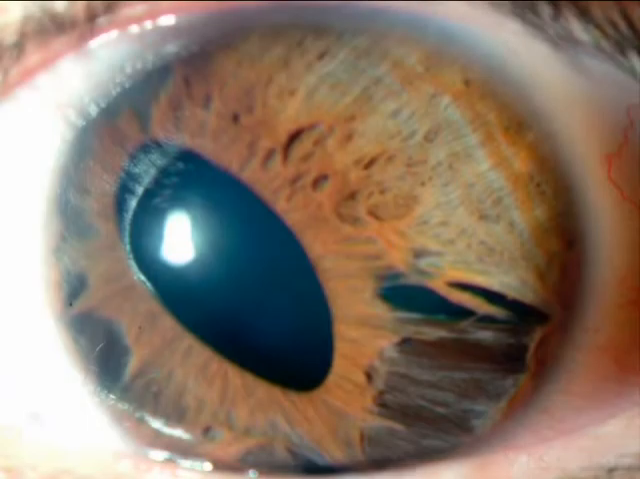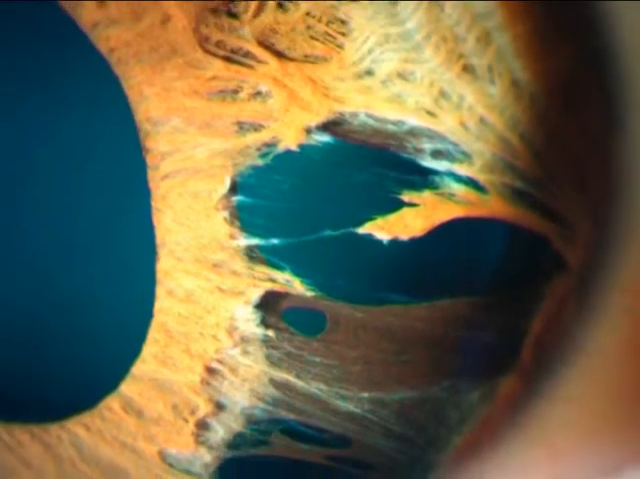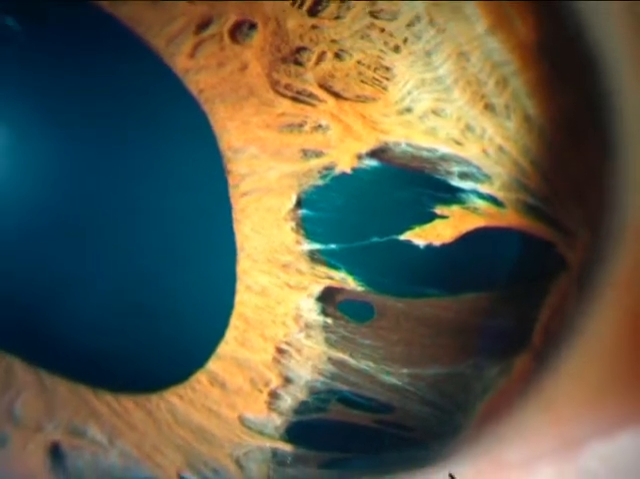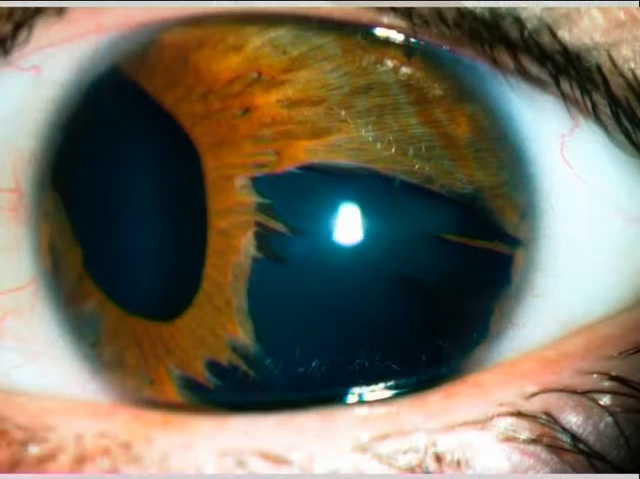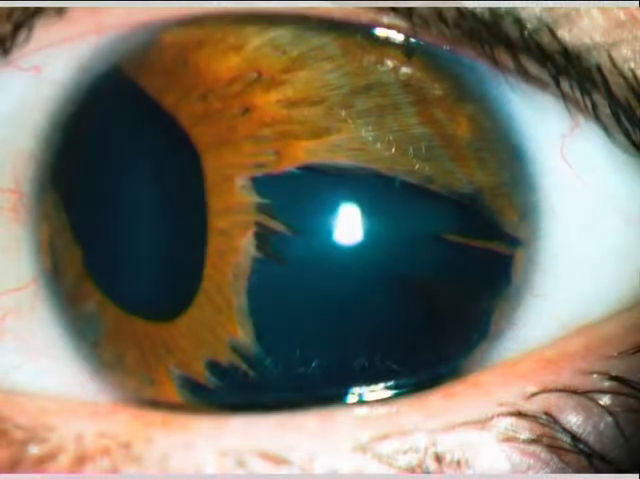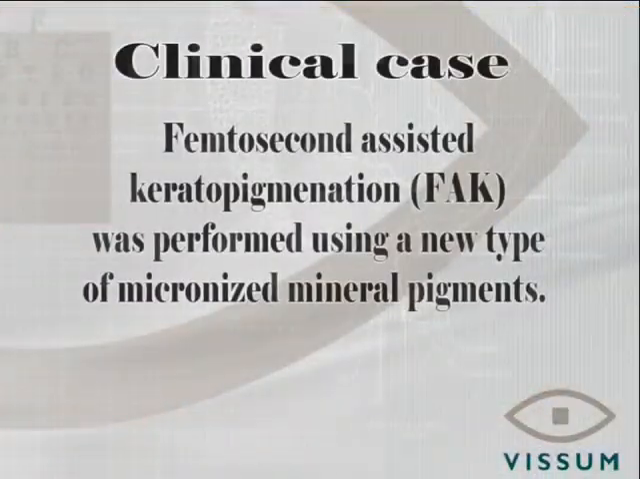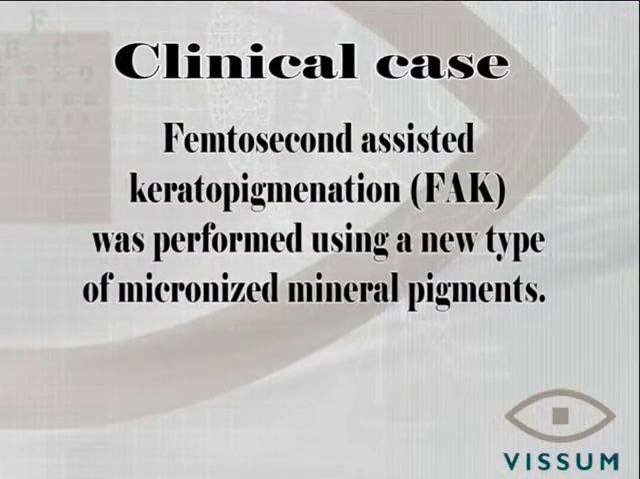This is the one-year progression of the disease, in which we can see the evolution of the problem and the association of this anatomical defect of the iris to the progressive eye disability and functional problems of the patient. We decided to perform femtosecond-assisted keratopigmentation using a new type of micronized mineral pigments created in Spain.